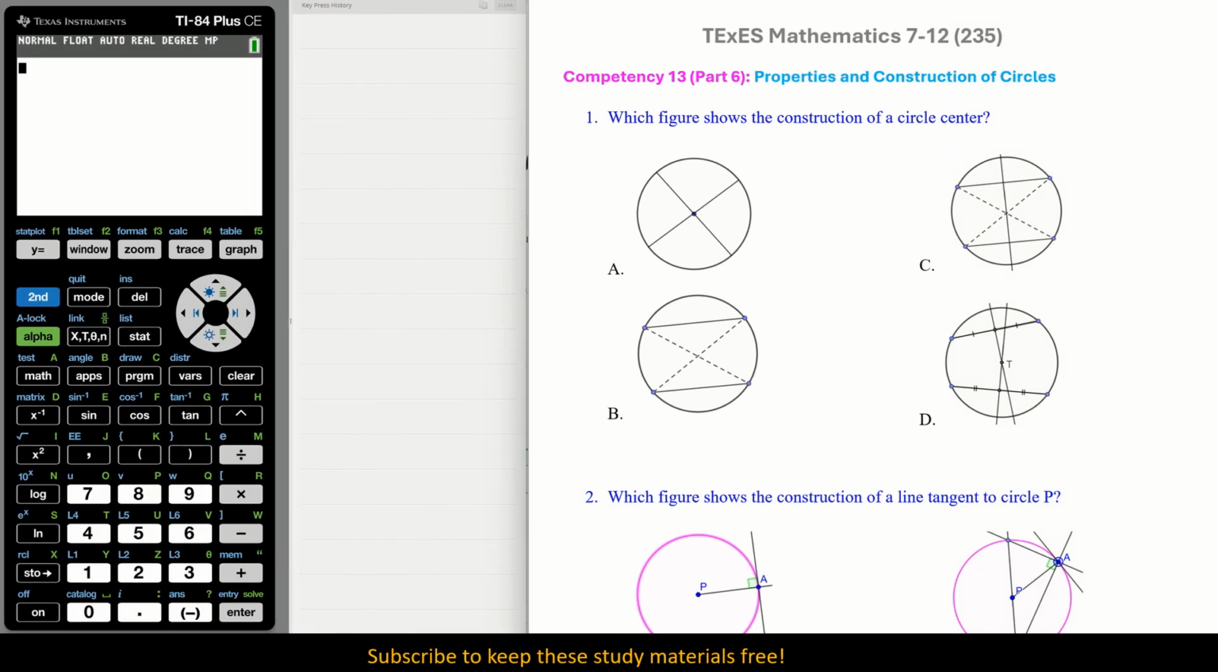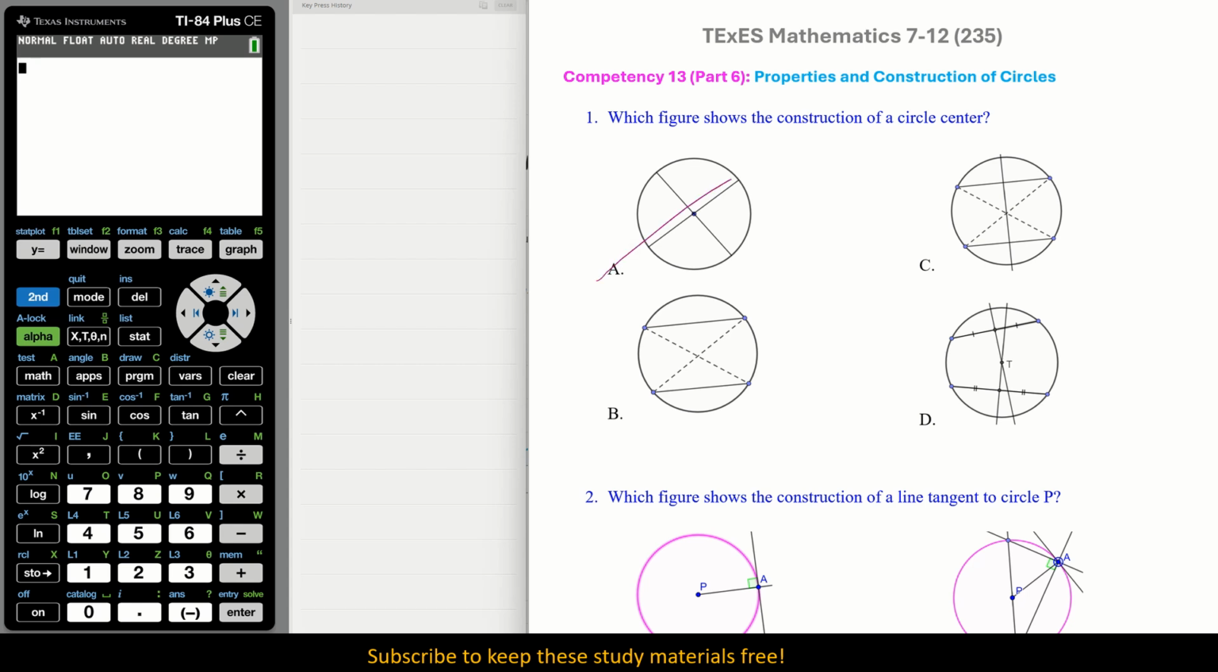Number 1, which figure shows the construction of a circle center? What we need to think about is what happens when we construct a circle. So you construct your circle first. And for example, A, where they just have two chords crisscrossing and it looks like it might go through the center of the circle, but we have no guarantee that that is actually the center of the circle. In reality, when you try to create that, you'll see that it's slightly off, and it can be off. So A cannot be proper construction.